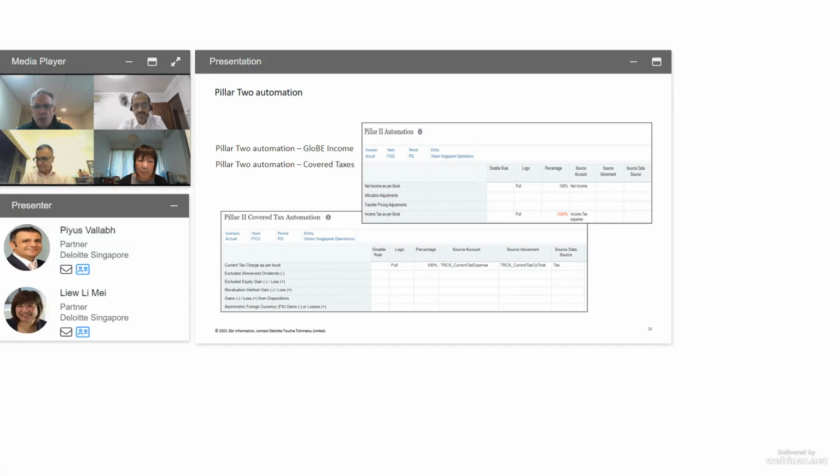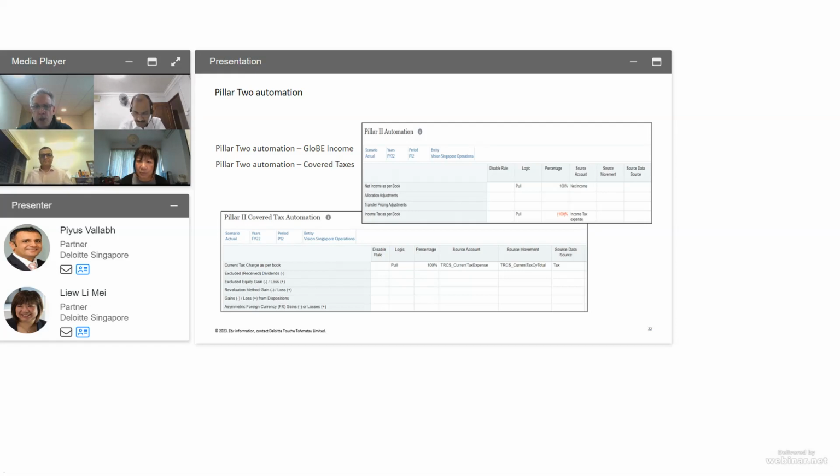Our tax reporting solution uses automation to move data within the solution. So to the extent that you want to move data into the globe income calculation, you'll be able to use this automation screen to move that data, for instance, into the globe income form and/or the covered tax form.